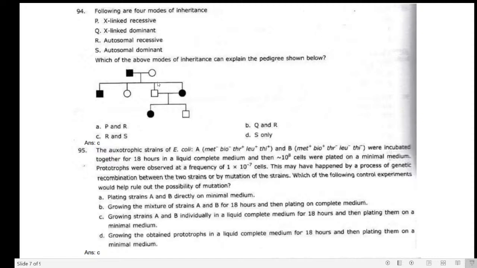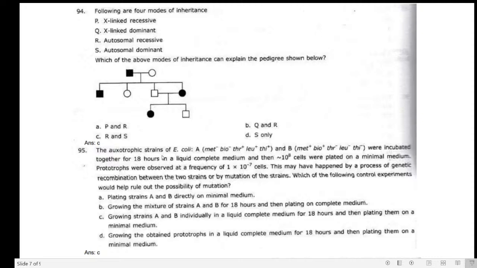So this pedigree diagram shows the recessive generation. The second one is also autosomal dominant, because one is autosomal recessive and one is autosomal dominant. So they are producing the next generation in a mixed manner. Okay, so the answer is C, that this inheritance can be explained in the pedigree diagram.